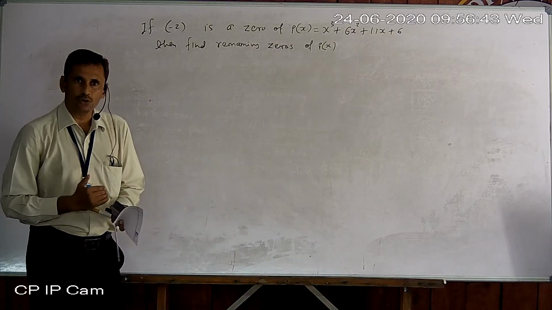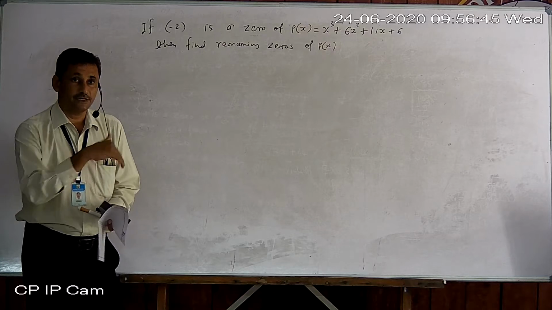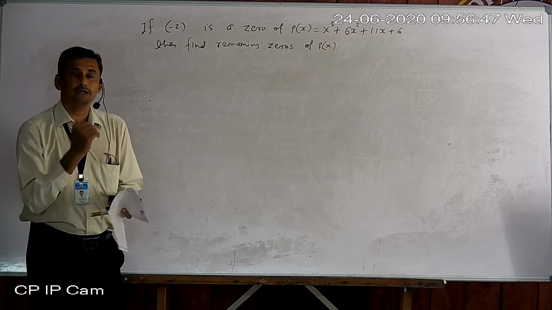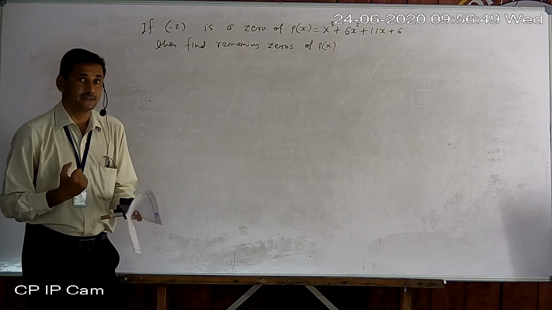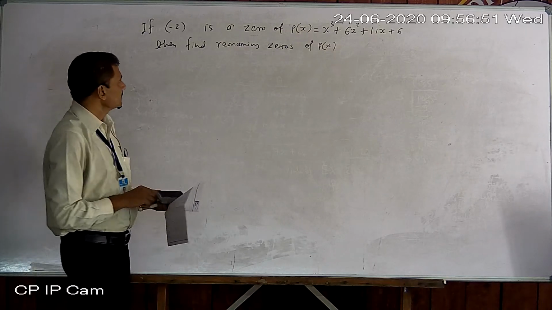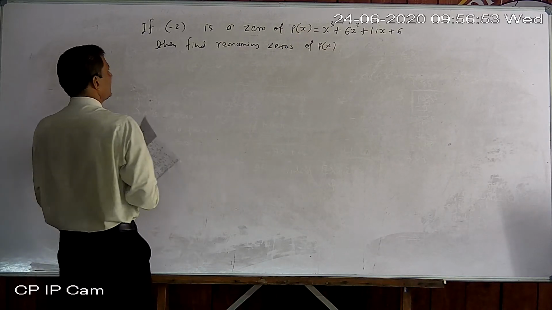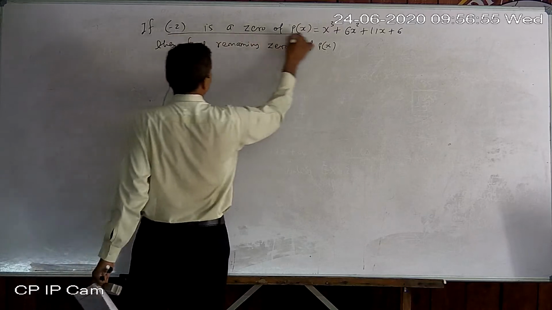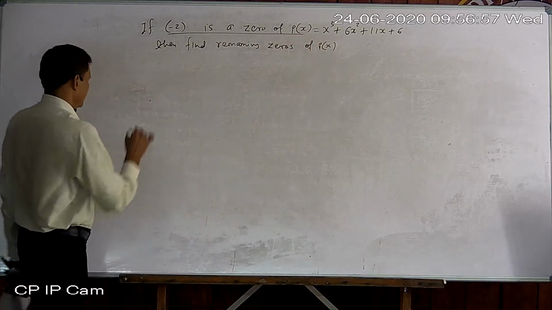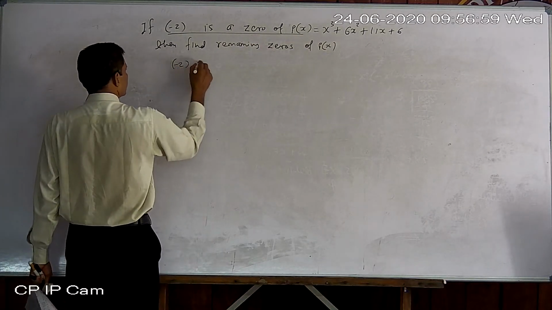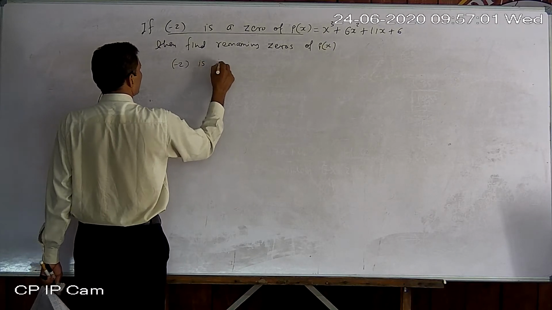Okay, as I told, if any one is given, we can find the others. How? By dividing, by division. Okay, so minus 2 is a zero of p of x. Okay, minus 2 is a zero of p of x.